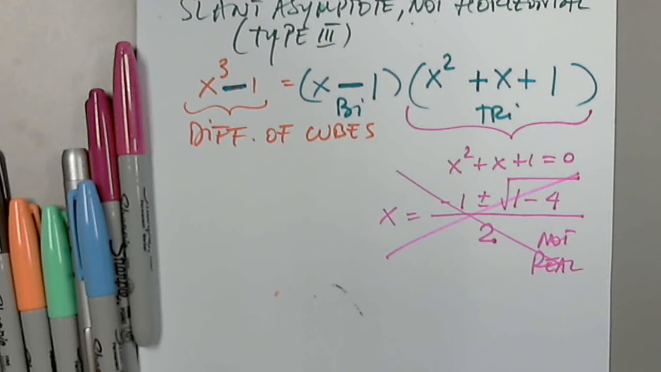So when you factor the difference of cubes, the first binomial is always negative. Yes, the sequence is negative, negative, positive. Gotcha. If I have the sum of cubes, it will be positive, positive, negative.